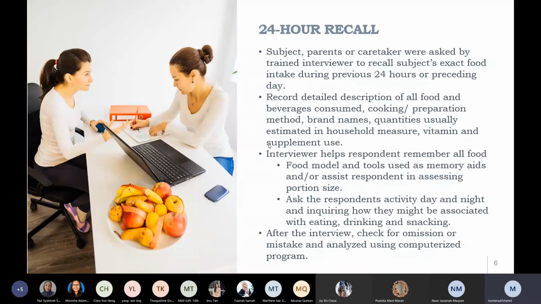So this is what I said previously. So it's not finished after the interview. After the interview, we check for omissions with the participant, and also mistakes when we do recording and conversion to weight of the food after the interview ends, and we must analyze using computerized methods, software, and so on.